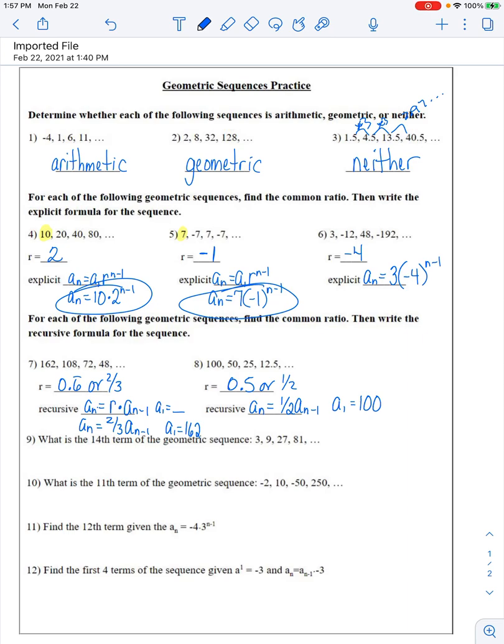So now let's look at the last four. Number 9, what is the 14th term in this geometric sequence? 3, 9, 27, 81. I personally like to write my explicit formula and then use it. You can absolutely continue the pattern, that's just not what I do. So the explicit formula for this is going to be your first term times, I notice they're multiplying by 3, to the n minus 1 power.